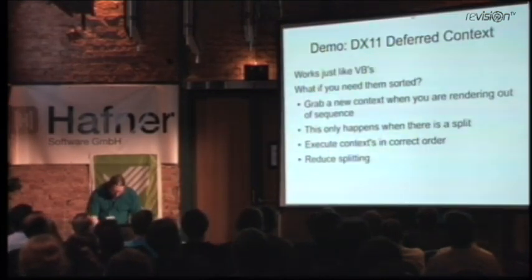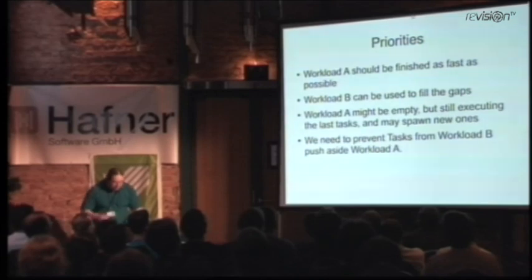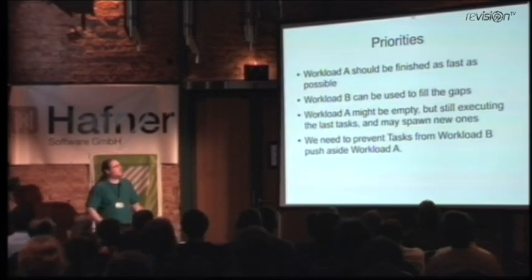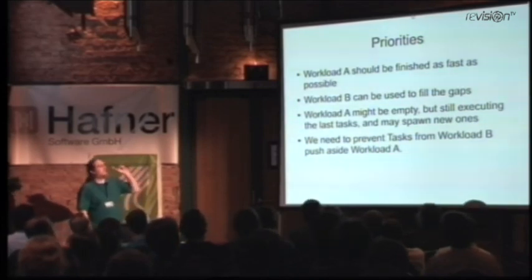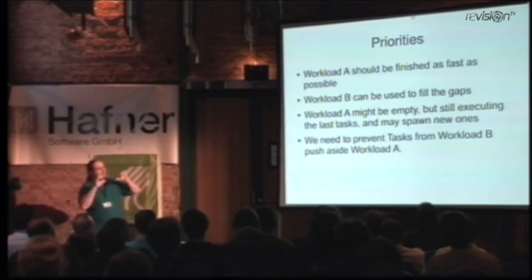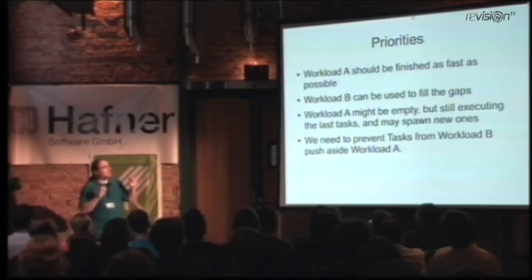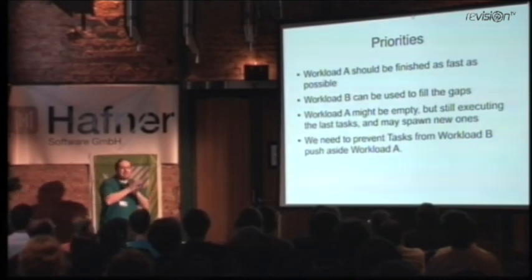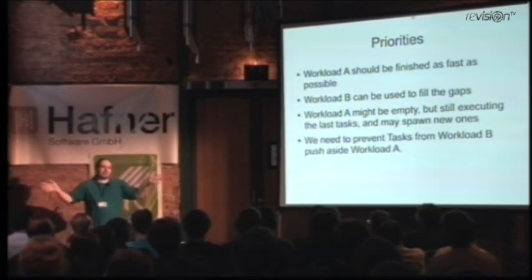First, I want to define the problem very clearly. This is a little bit confusing. Workload A should be finished as fast as possible. Workload B, this is the yellow stuff, can be used to fill the gaps. But even if workload A might be empty, it might still be executing the last task. And that last task might spawn a bunch of other tasks.